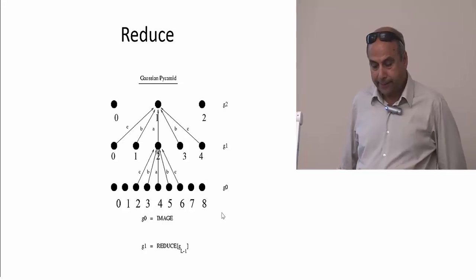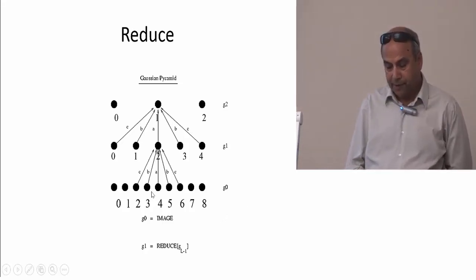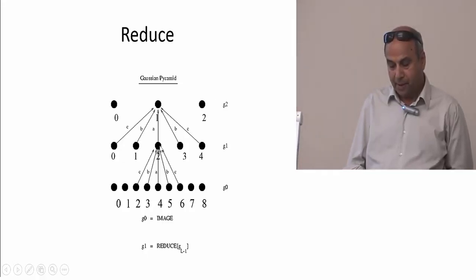So if you look at the example here, let's say this is G0, so I have 9 pixels. Then from here I get G1, then I get G2. To get this pixel here in this level, I'm going to look at these 5 pixels, this one, this one, this one, and multiply with these mask weights. Sum it up, we get here.